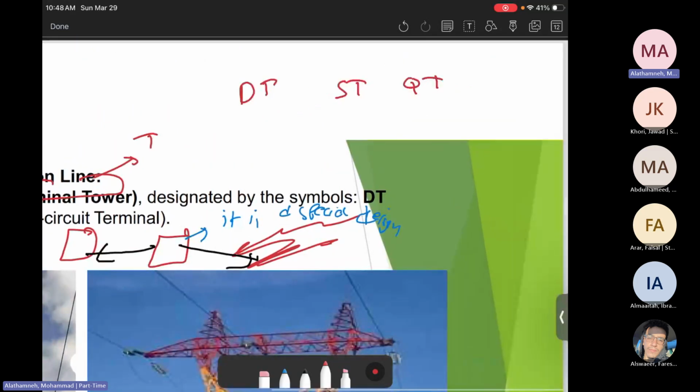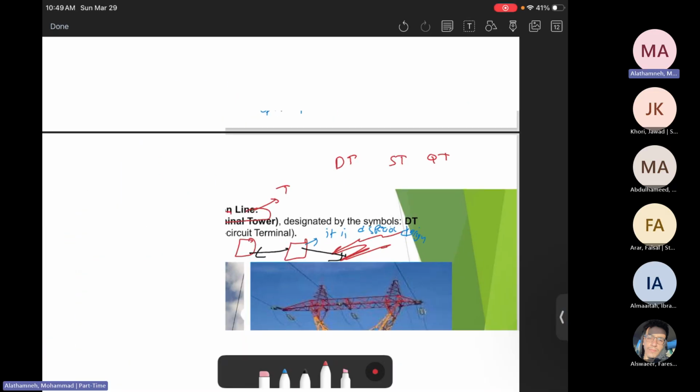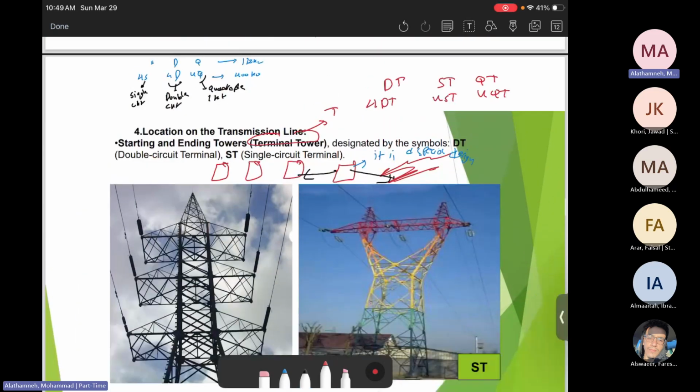Okay? So T means terminal, D double, S single, Q quadruple, or we can have 4DT, 4ST, 4QT. Again, the 4 is associated with 400 kilovolts, no number is associated with 132 kilovolts. D double, S single, Q quadruple, T is the terminal. Okay? So we are trying to make it more complicated step by step.